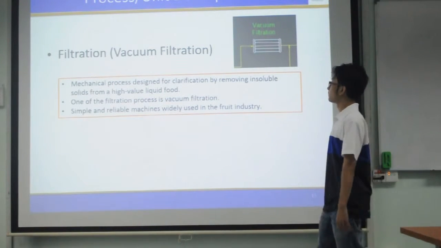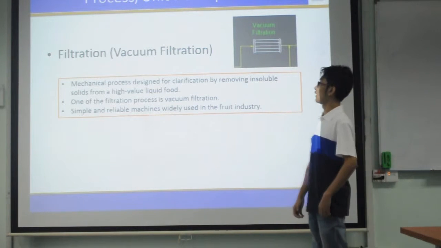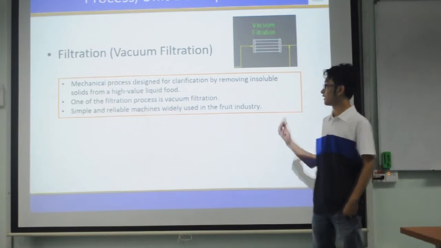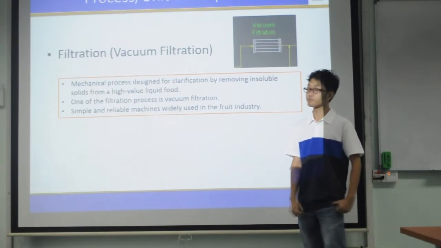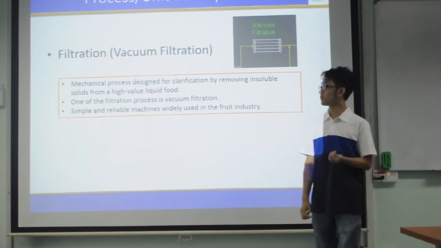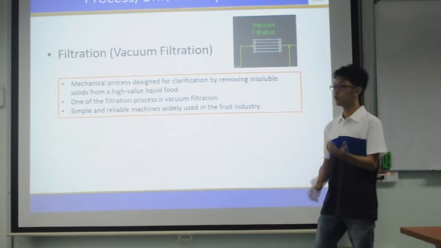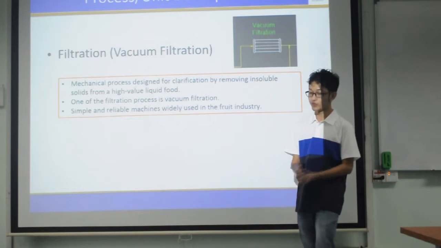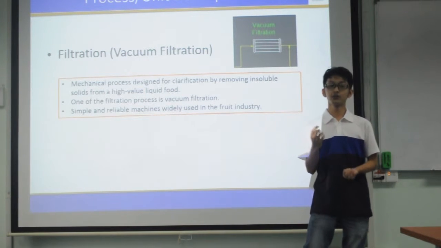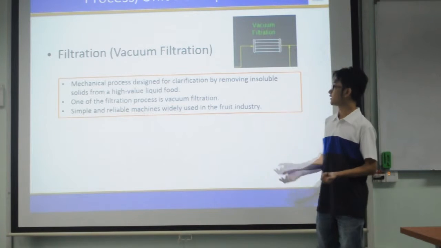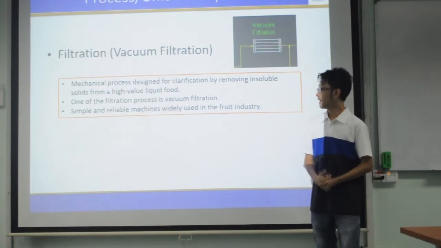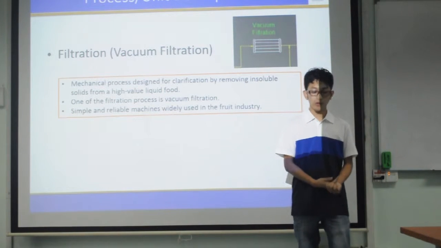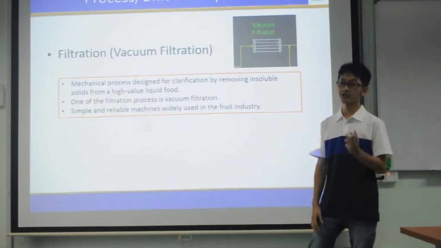For the first process of part B, the filtration, specifically vacuum filtration, is a mechanical process designed for clarification by removing solids from high value liquid food. In this process we are using vacuum filtration, which is one of the filtration processes, because it is a simple and reliable machine widely used in the fruit juice production industry.